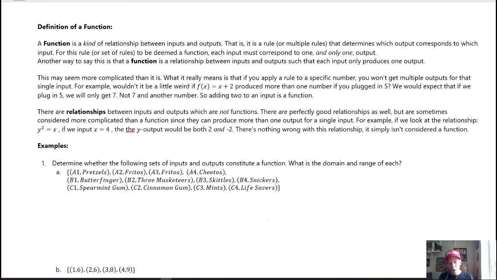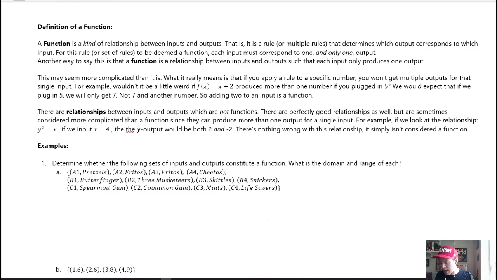So there are relationships between inputs and outputs that are not functions, and they're perfectly good relationships as well. They work, they make sense, but they don't behave in the same way. We sometimes consider them more complicated than a function if they produce more than one output for a single input, because we have to consider those multiple outputs for that single input.